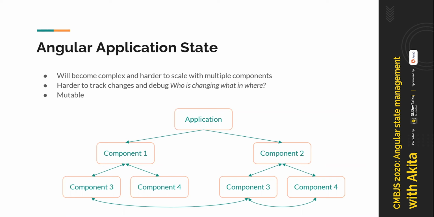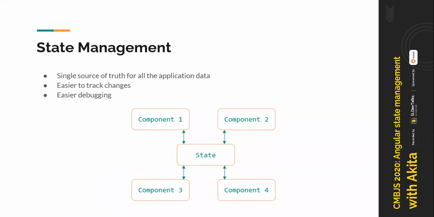So to all these problems, we need to find a solution. And that solution is having all our application's memory in a state. That is called state management. In this example, you have component 1, 2, 3, 4, and all these components will be communicating with a single state. So it can be the single source of truth for all the application data.